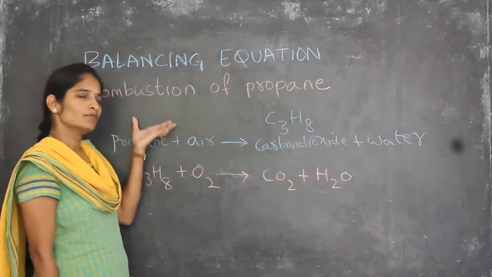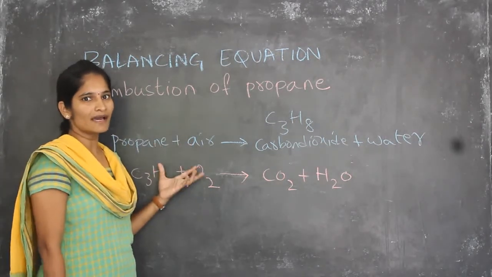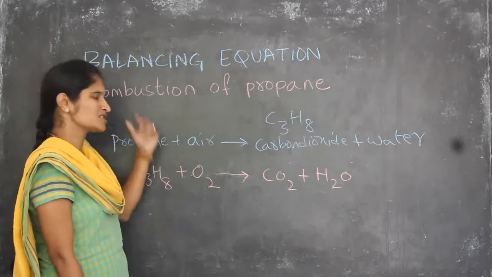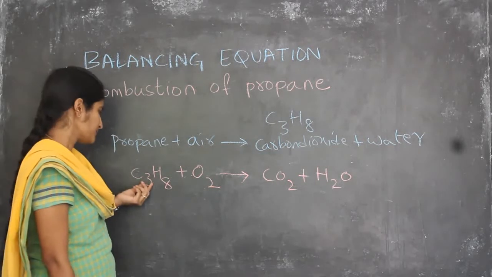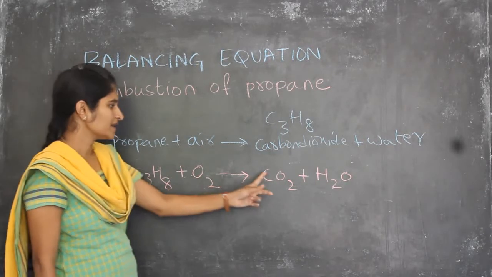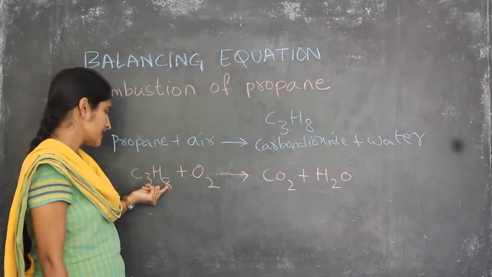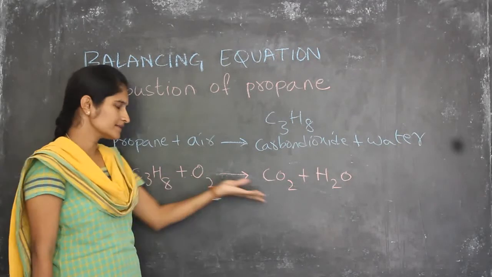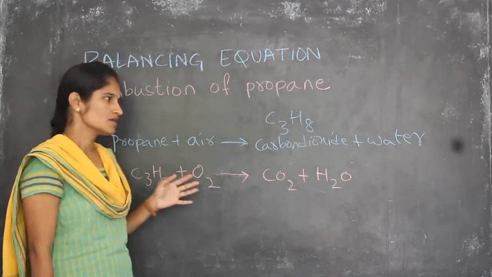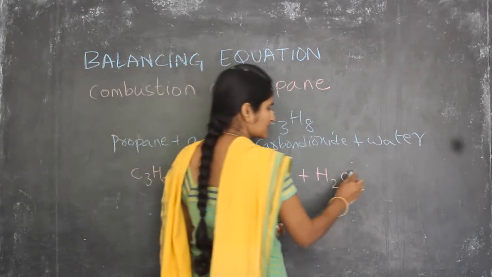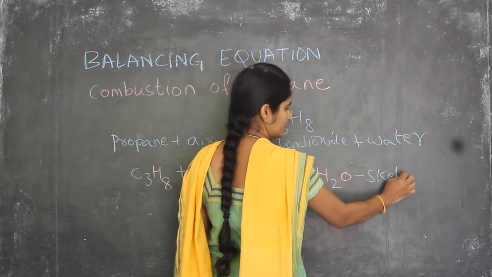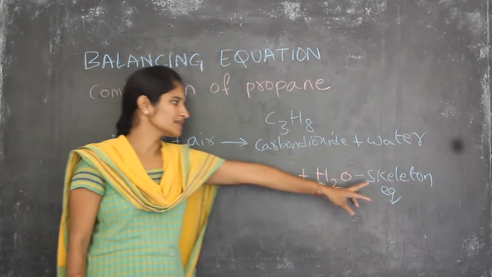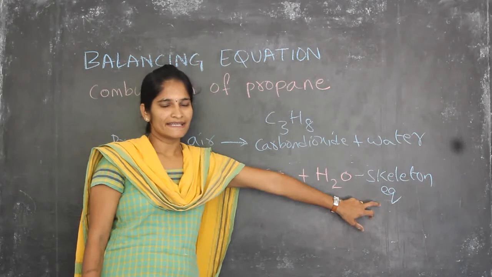So now what are the steps for balancing a chemical equation? We will see. First, this is the equation we got for combustion of propane. Here you see C3H8. Here it is C, only one. H8, hydrogens 8. Here it is 2. So by this we can say this is an unbalanced equation. This unbalanced chemical equation is called a skeleton equation.